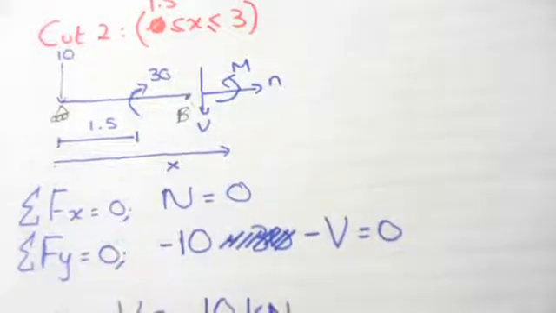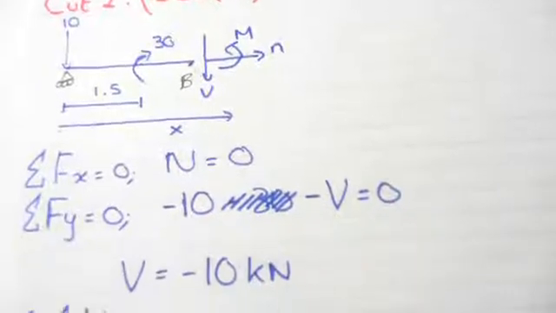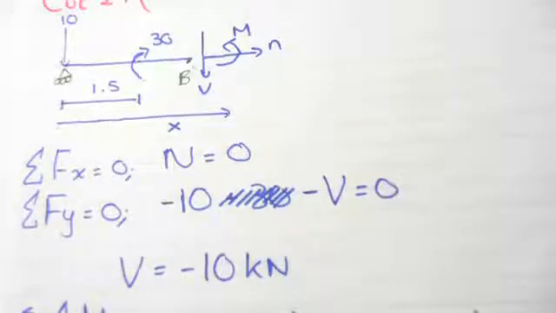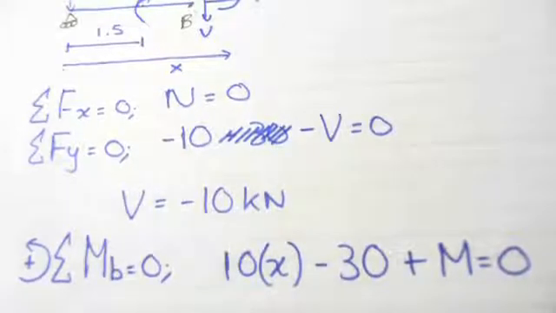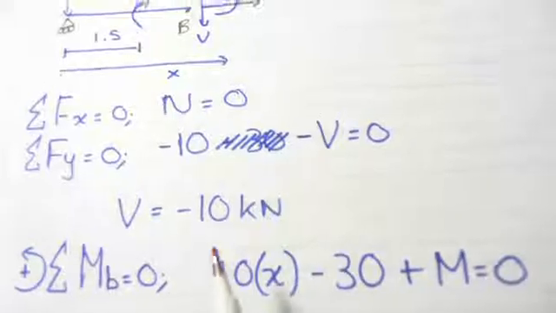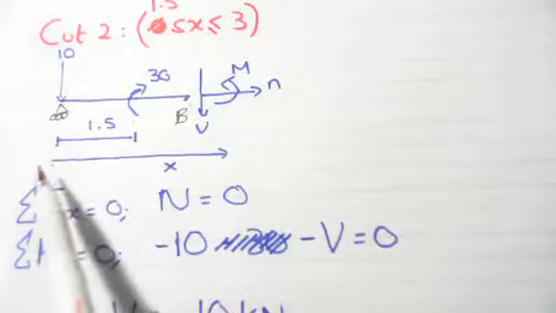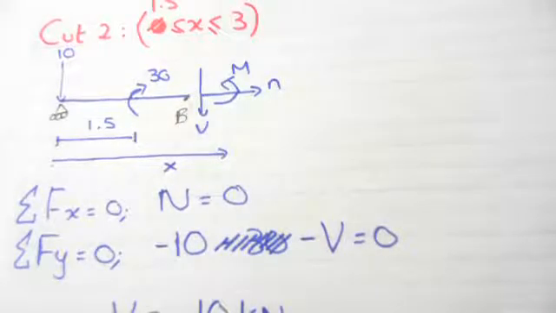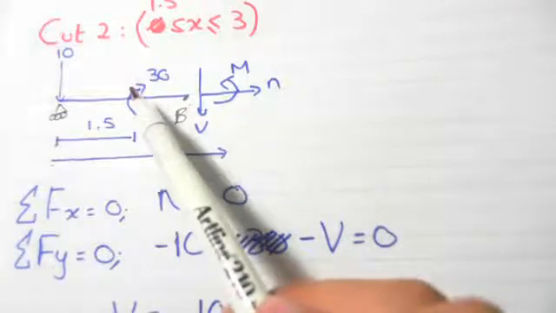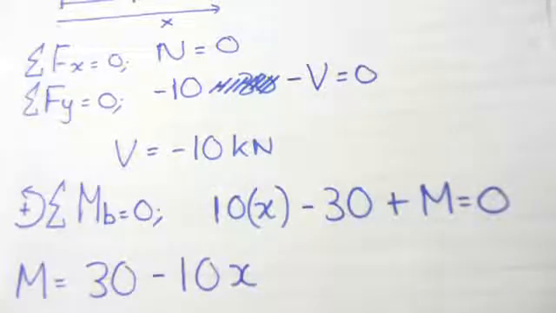Okay, so we have minus 10 minus V equals 0. So this gives us a shear force of negative 10 kilonewtons. Next we have the sum of moments about point B equal to 0. So over here, we have 10 times x minus 30 plus M. Now what is this? We have 10 times x, this force over here causing an anti-clockwise moment, which is positive and has a lever arm of x away from point B, so it's 10x. Then we have minus 30 because of this clockwise moment here, then plus M because of this moment here. And rearranging this, we find that M is equal to 30 minus 10x.